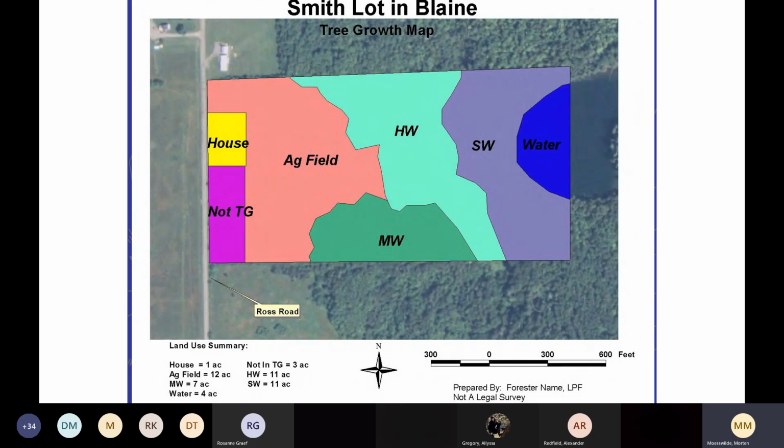Okay, so here's just a quick example of a very simple tree growth map. Certainly, this is an example from some years ago. Many foresters have both more sophisticated and possibly more artistic ways of depicting your property, but this just gives you an idea of one example of a very basic tree growth map.